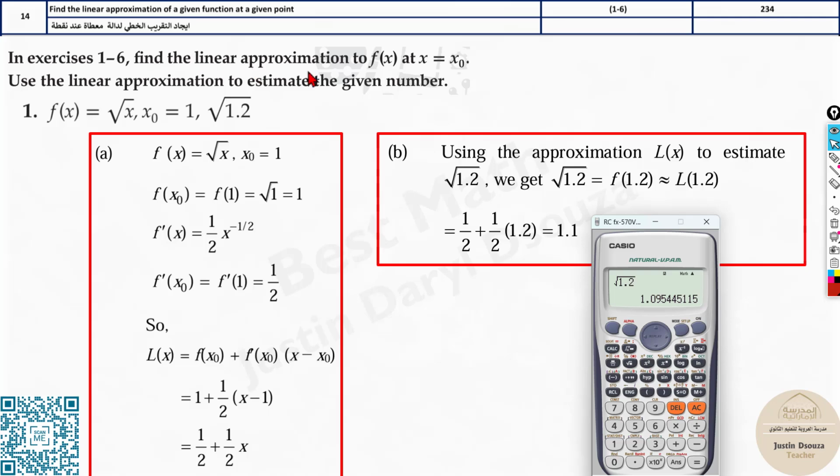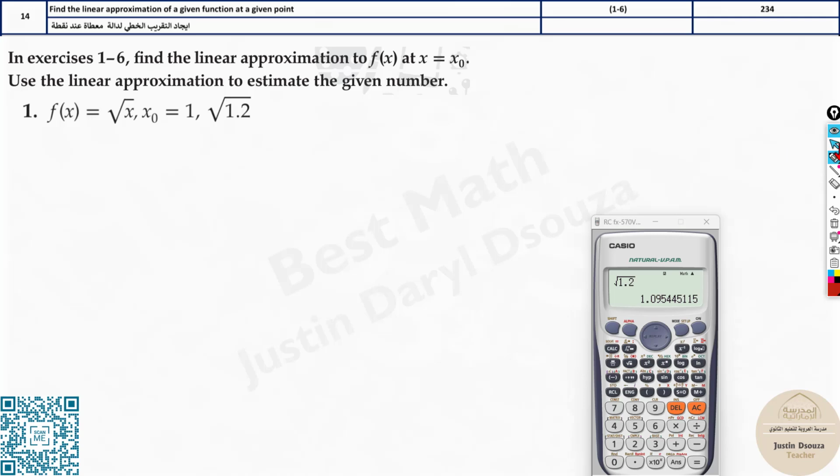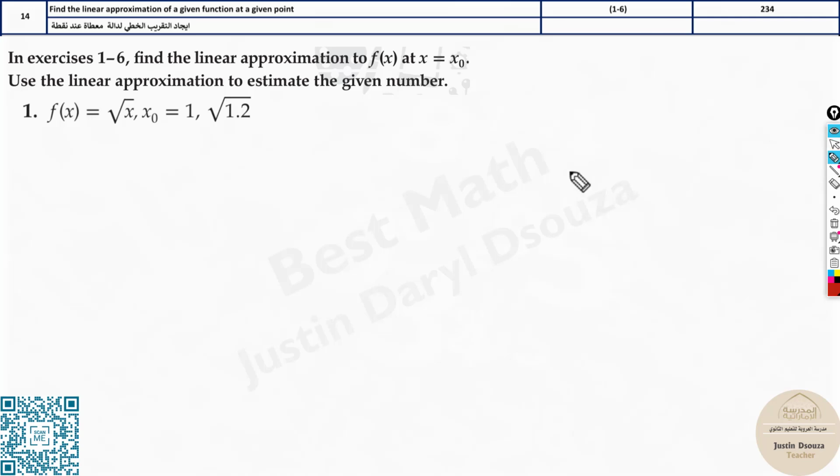The reason for a linear approximation is to solve this difficult problem without a calculator. There is a chance that instead of giving you options like 1.1, they might give you half plus half x. So anyway, let's use the formula and solve it. The problems are not that difficult, they are straightforward. You should just remember a formula.